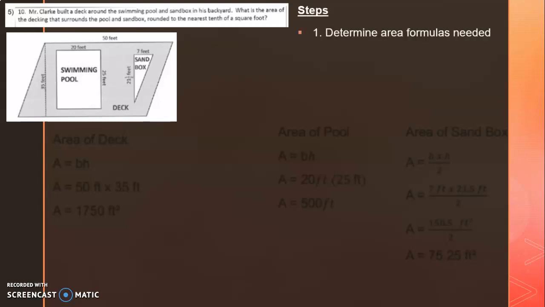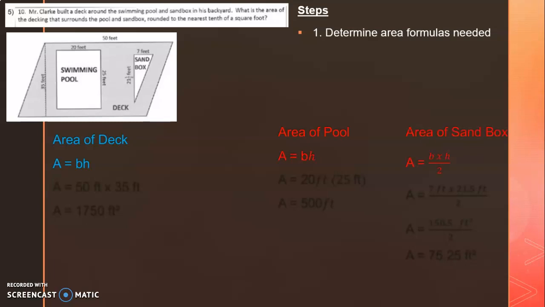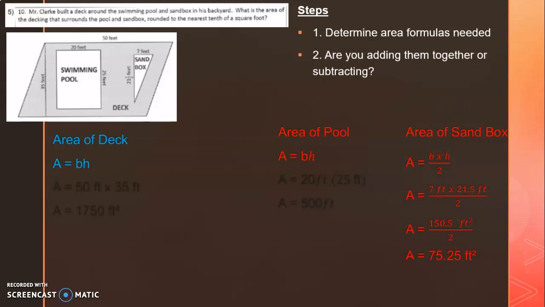So area of a deck, which is the parallelogram, is base times height. Area of the pool is going to be the base times height again, because it's a rectangle. And the area of the sandbox is base times height divided by 2, because it is a triangle, and remember, triangles are half of rectangles. Okay. So now I have to determine, am I going to add them or subtract them, given all this information.